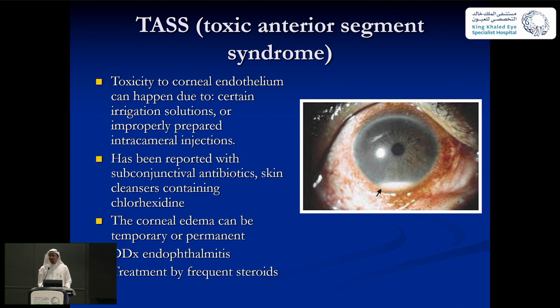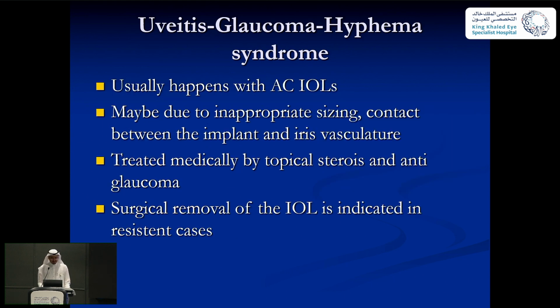If it resolved, well and good. If it didn't resolve, we have to do an endothelial transplantation for this patient. Uveitis glaucoma hyphema syndrome, or UGH syndrome, usually happens with ACIOLs. Nowadays, we don't see this, maybe due to appropriate sizing.